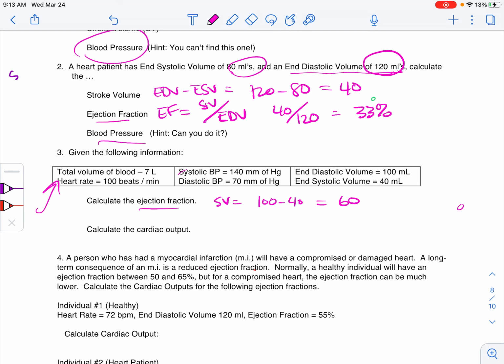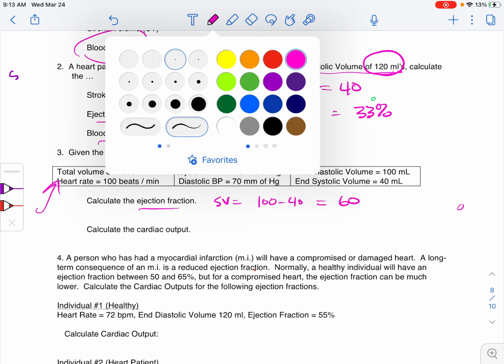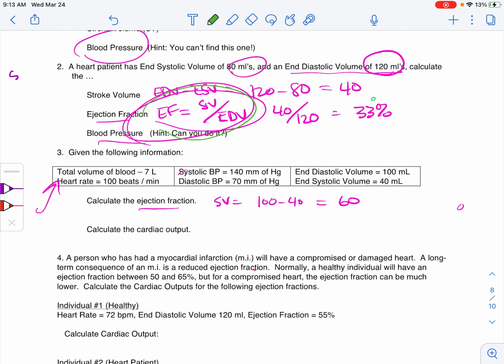Okay, ejection fraction, we're going to use this equation right here, and I'm going to change colors so that you can see what I mean. So we're going to take 60 divided by the end diastolic volume of 100, which equals 60%. That's pretty good. Does that fit in our 55 or 50 to 65%? Of course it does.